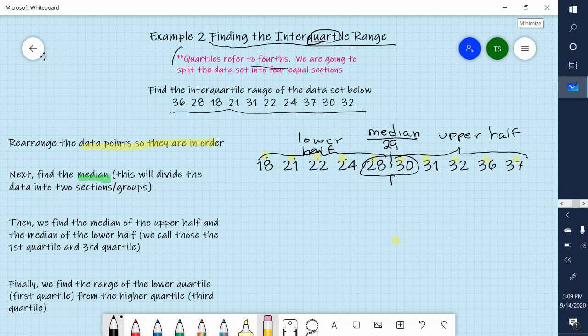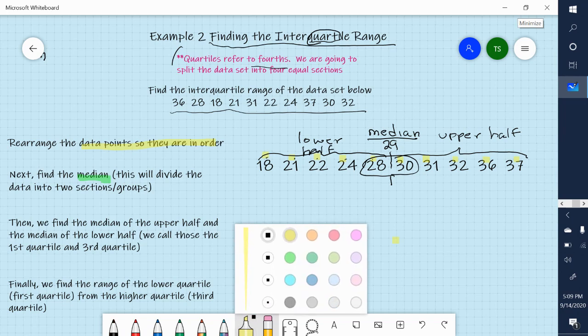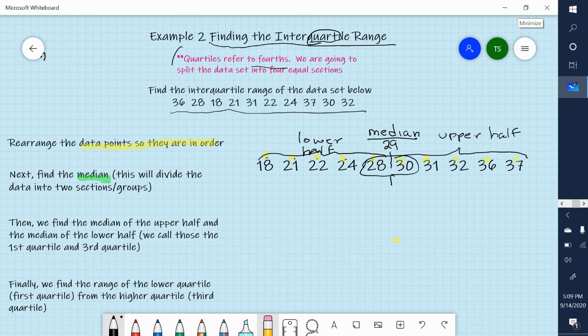So our next part that we need to do is find our median of the lower half and our median of the upper half. So looking at my lower half, I see I have 1, 2, 3, 4, 5 numbers, which would make the number 22 our lower quartile, or our first quartile. And they use those terms pretty much interchangeably, so you need to know what these mean.